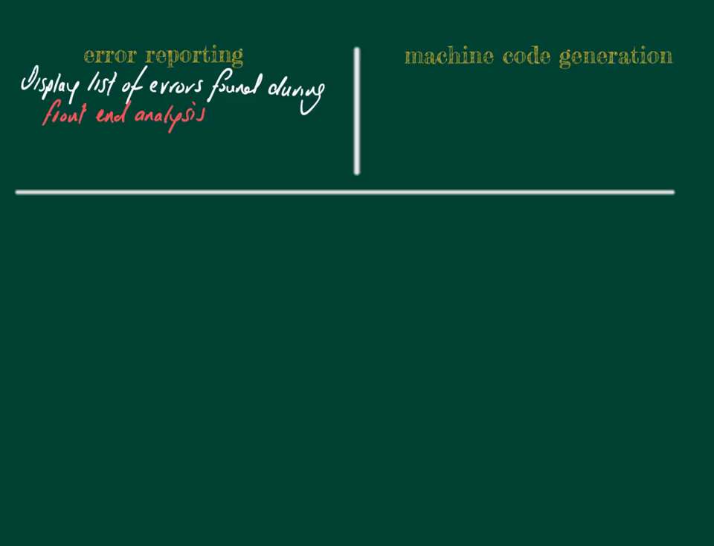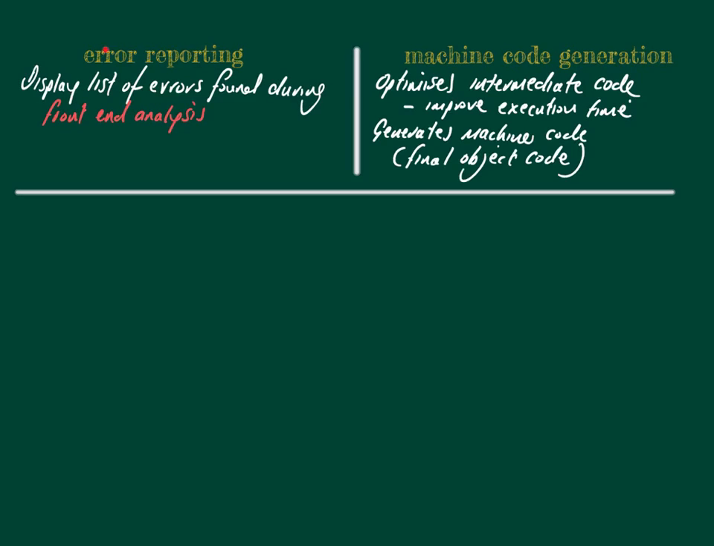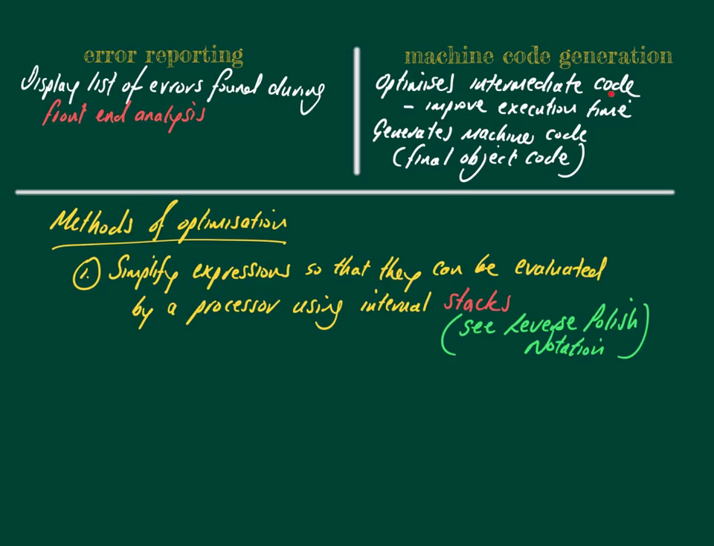So with back-end synthesis, it's really just about 2 things: error reporting and machine code generation. So what error reporting does is that if there are any errors encountered in syntax or semantic analysis, it's going to display that on the screen. With machine code generation, if there's no errors, it will optimize the intermediate code, so maybe improve execution time, and then generate the machine code, which is the final object code.